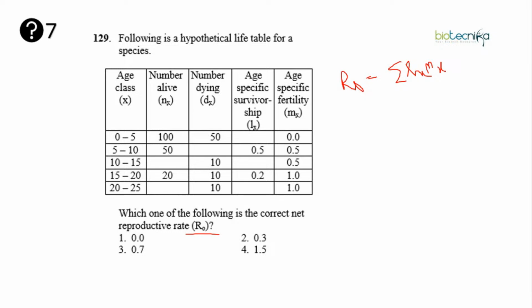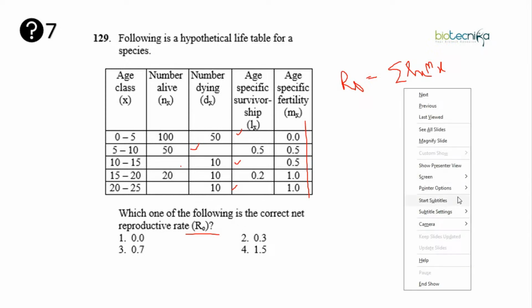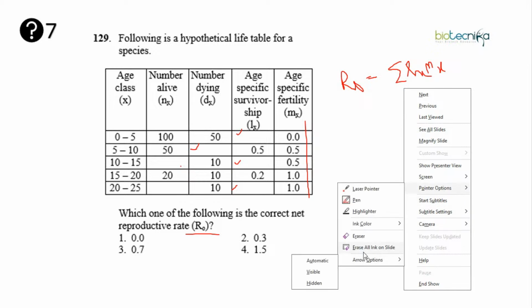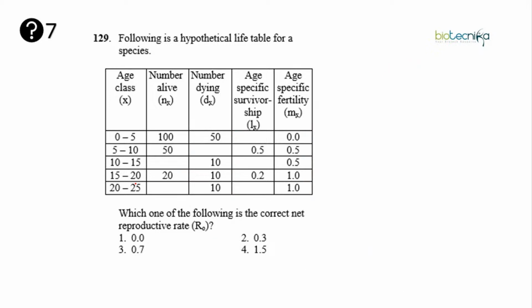Not just lx into mx, the summation of lx into mx is the R0. So mx is given to you, that's fine, but you have to find out the lx as well. To find out lx you have to find out the dx, nx and all these. So you have to do a bit of back calculation here. Wherever you can start the calculation, start from there.